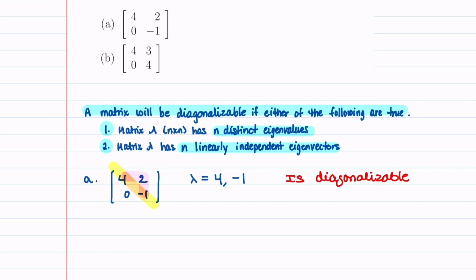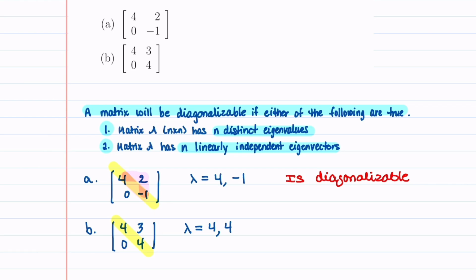Now let's look at our second matrix. This matrix is equal to 4, 3, 0, 4. It's also an upper triangular matrix, so the eigenvalues are the entries along the diagonal, and we can write down that lambda is equal to 4 and 4. In this matrix, we do not have two distinct eigenvalues, so our matrix may or may not be diagonalizable.